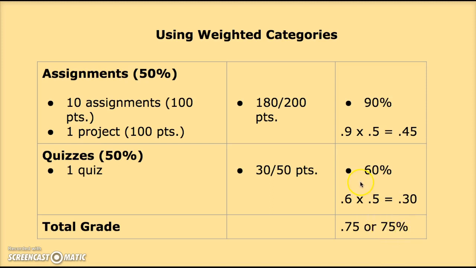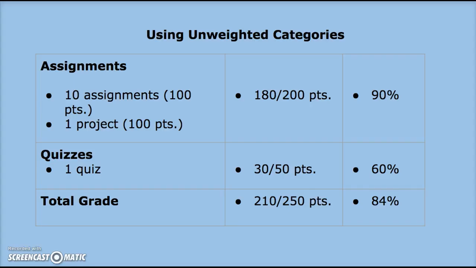So you can see that that one quiz had a great impact on her overall score because it was the only item in the category. Let's look at the same scores with unweighted categories. The scores for each category are the same, but this time we simply divide the overall points earned by the total possible points. So in each category, the score is the same, but to get the total grade, we simply add up the total possible points, 200 in this category and 50 in this category, to be 250. The student scored 210, and so her overall grade is 84%.